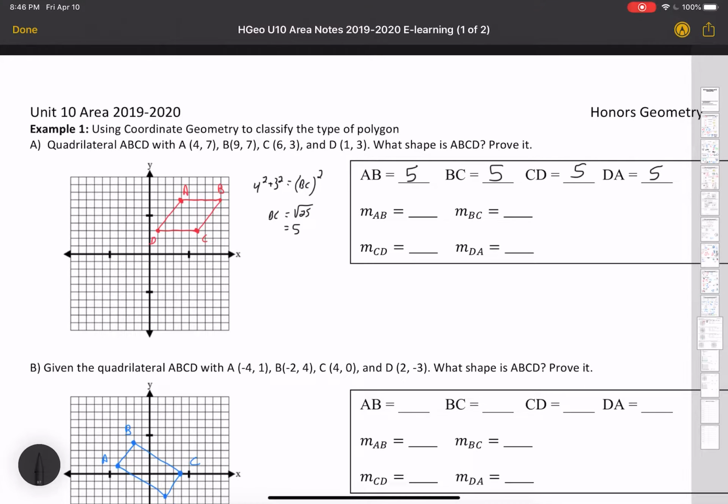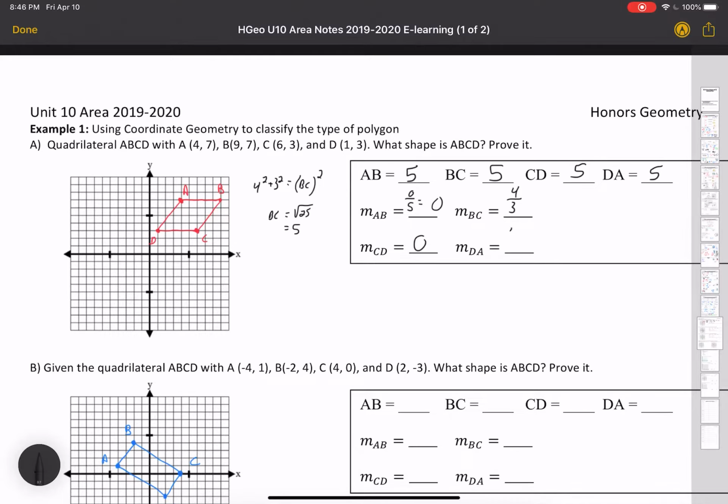So slope of AB, rise is 0, you're running 5, so your slope of AB is 0. Same thing with CD, slope of 0. Okay, BC on the other hand, if I start at C and go to B, I go up 1, 2, 3, 4. I go to the right 1, 2, 3. So rise over run, we're looking at 4/3.